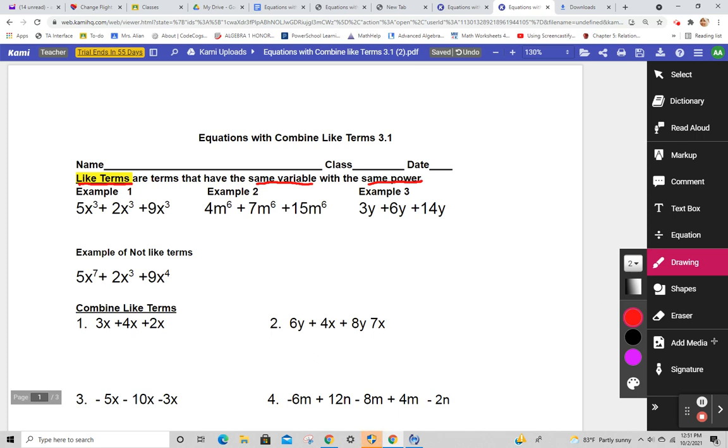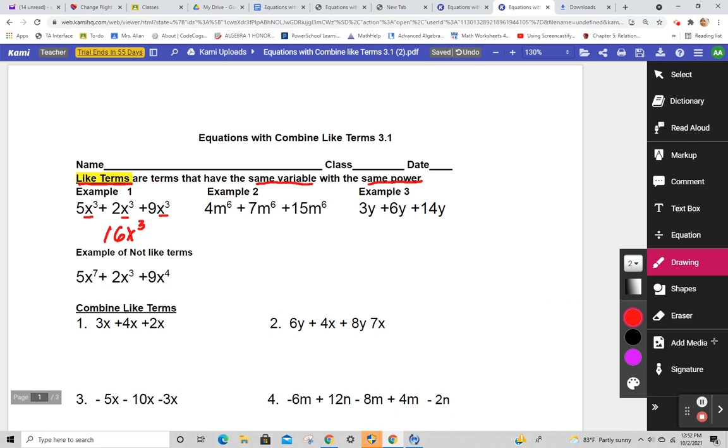5x cubed plus 2x cubed plus 9x cubed. All these terms have x cubed in them. Because they are like terms, they have the same variable with the same power. These are considered like terms, and we can combine them. 5 plus 2 is 7, plus 9 is 16. So this is 16x cubed. We keep the variable with its power. We just combine the numbers.